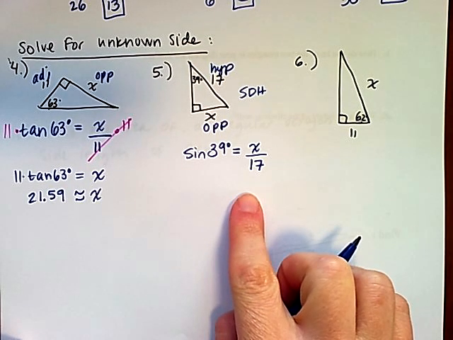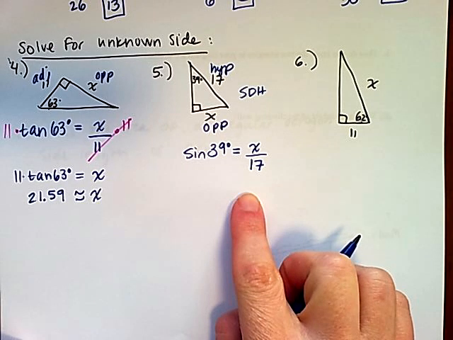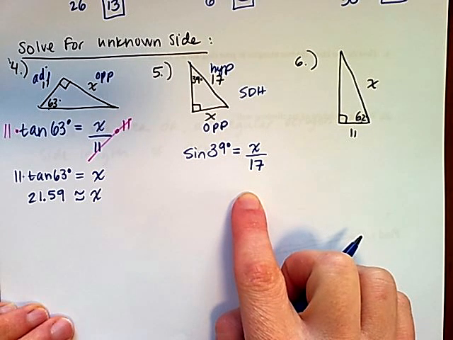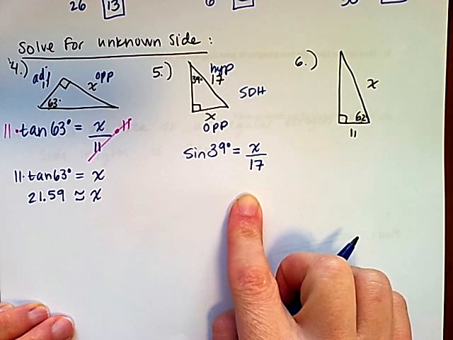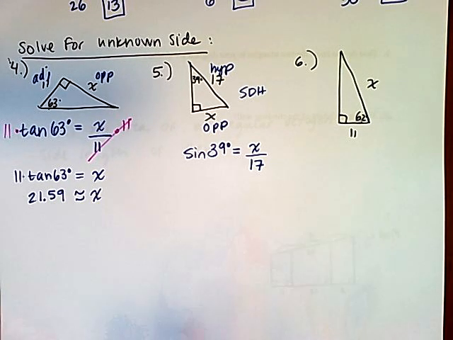Now again, I'd like you to pause the video for a moment and see if you can solve for x and then use your calculator to get an approximation for the value of that missing side. So pause the video and then press play when you're ready to see my solution.